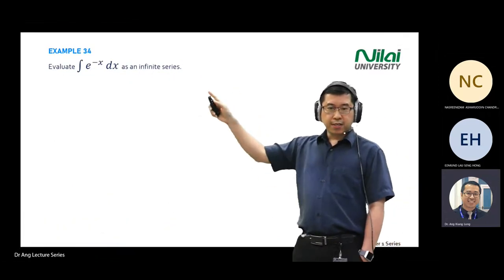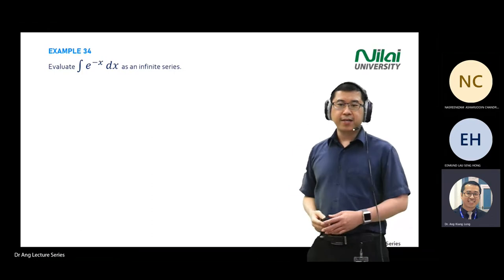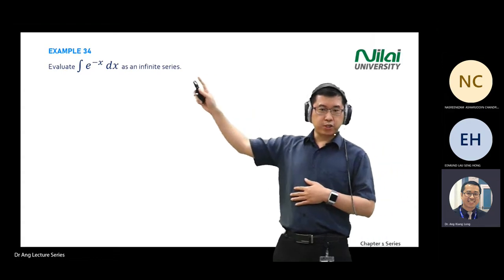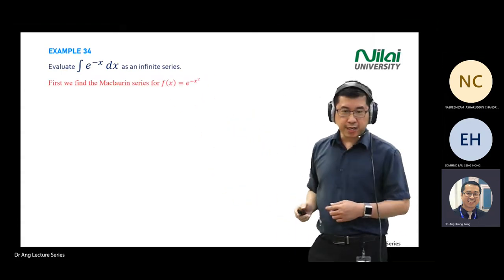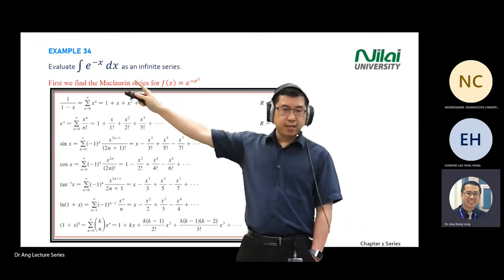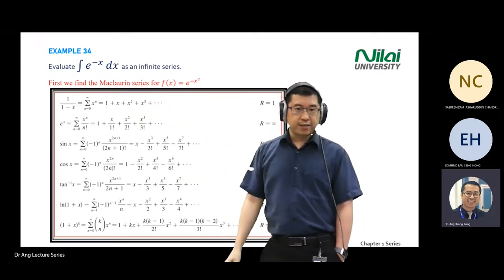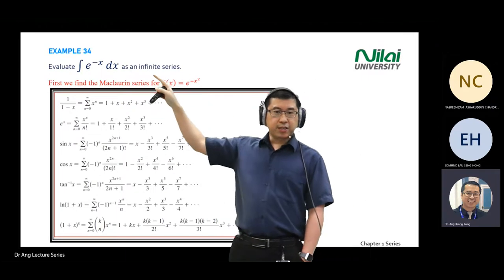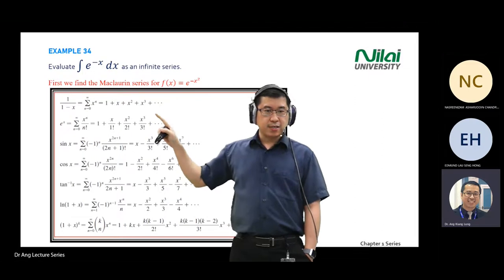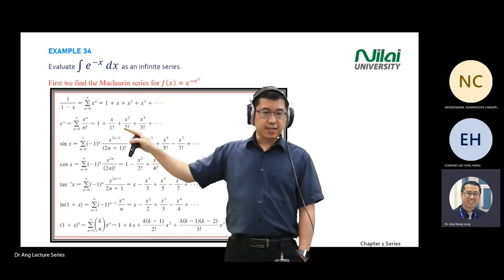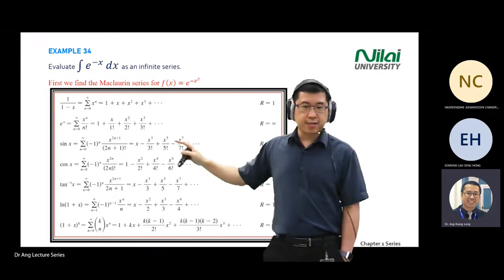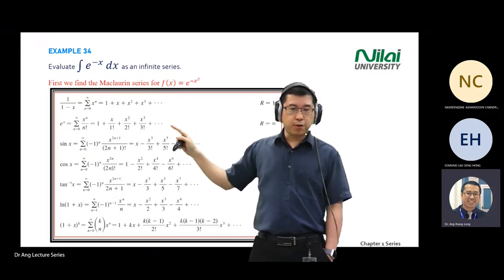Example 34, still the same steps. I repeat, still the same procedure. First, look at the question. Second step, look at the table. In this one, it's an integration of e power minus x dx. So inside here, you see e^x. In this one, you see e^x. So you compare side by side, you modify accordingly.